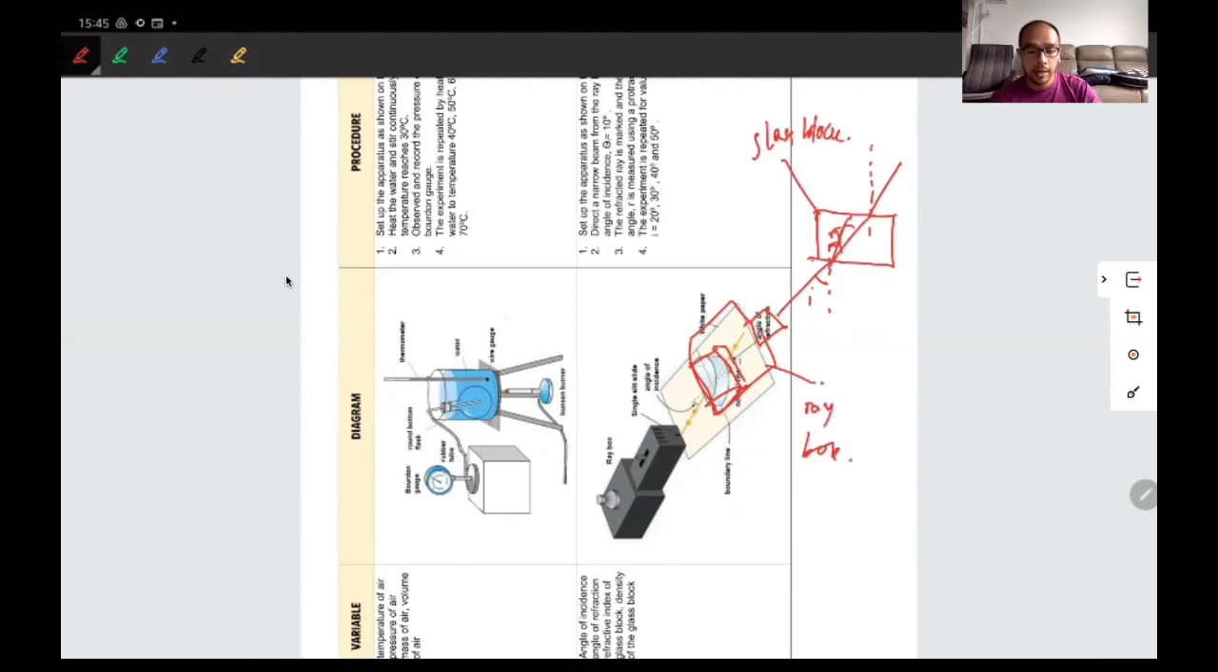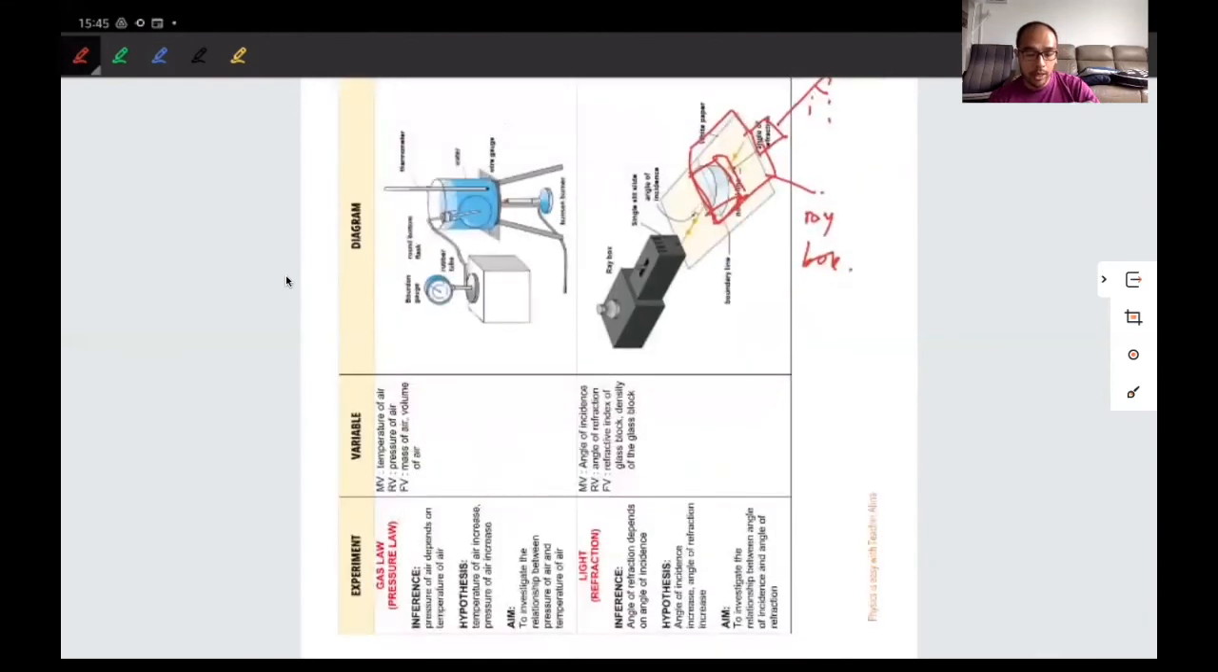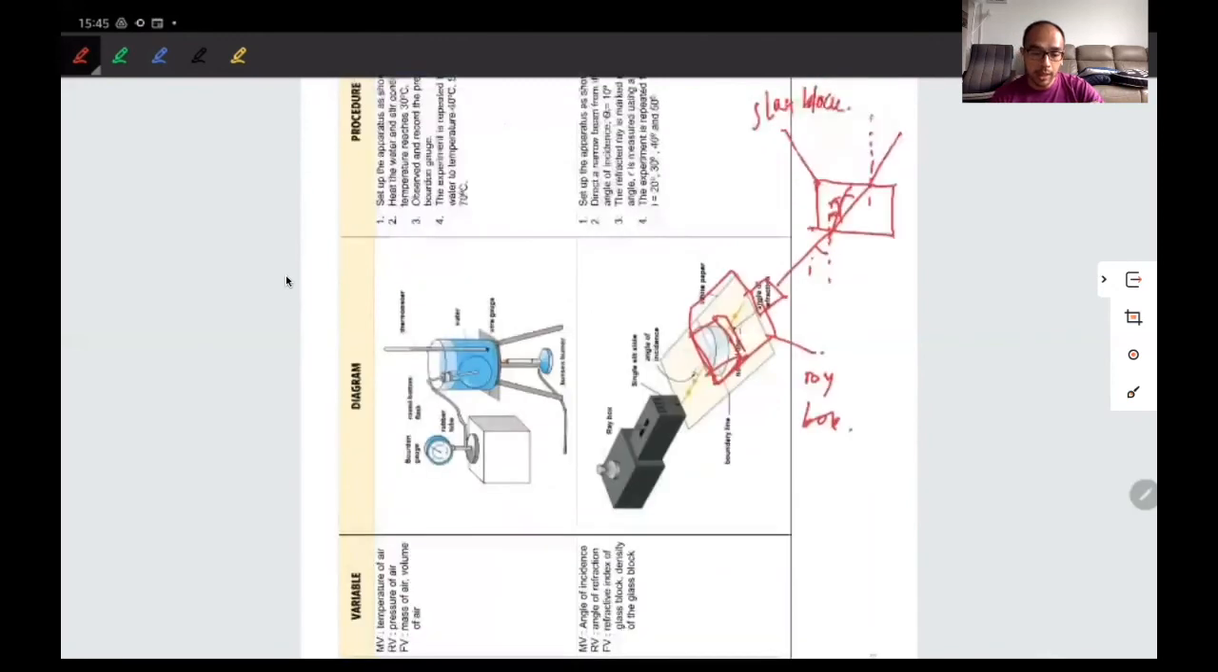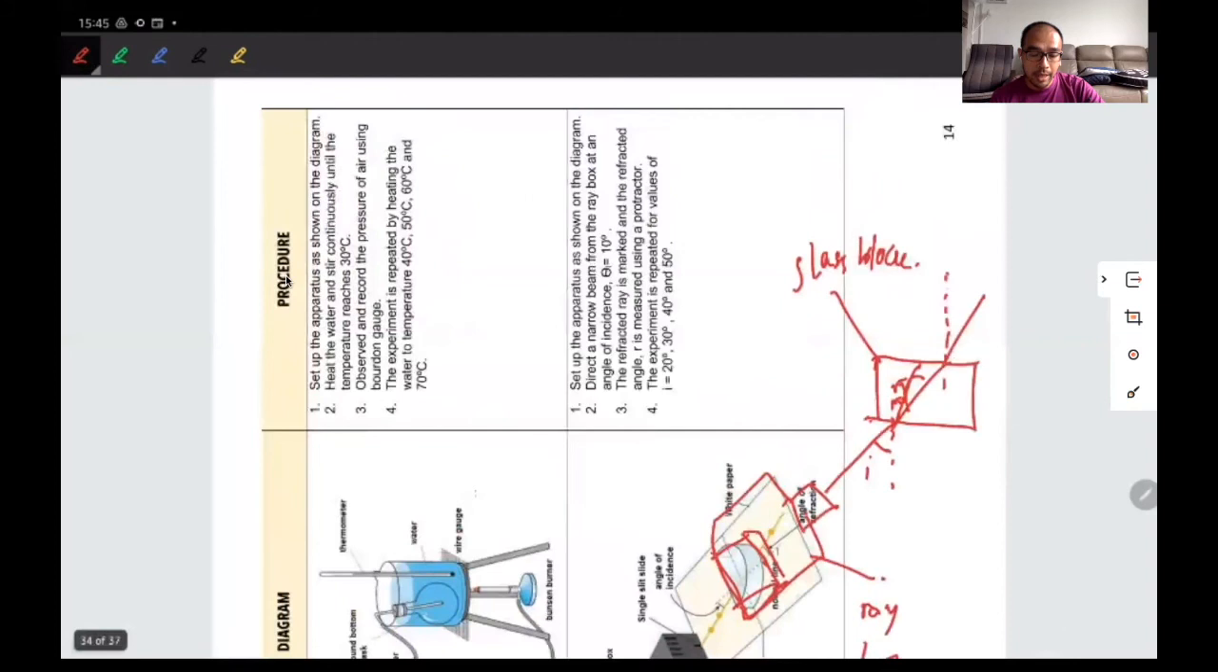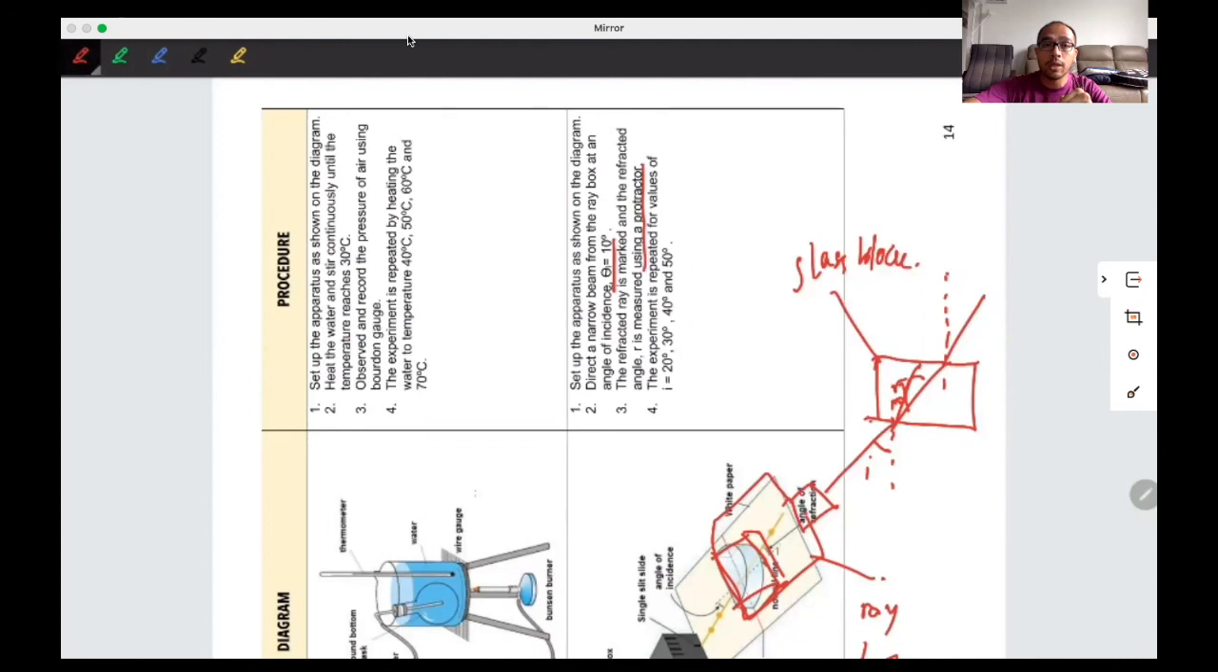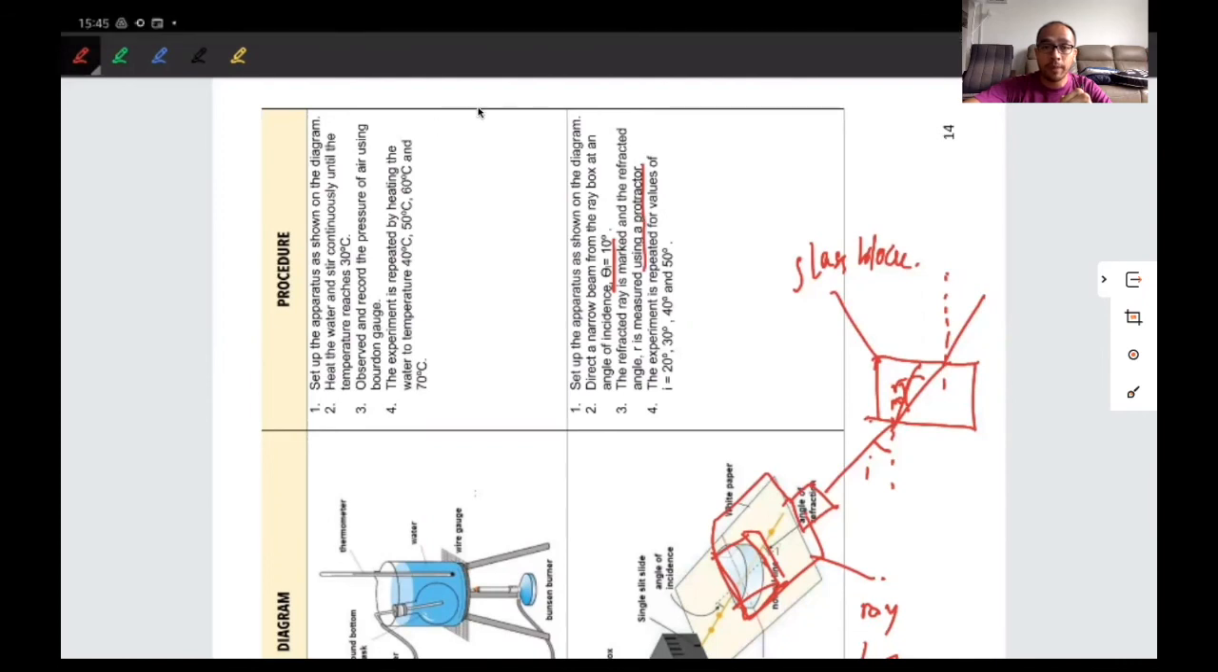Okay. Now, so how would the experiment be? I've already given you this. So the experiment will be set up the apparatus, direct a narrow beam, use the first angle is 10 degrees. Then the refracted ray is marked, and then the refracted angle is measured using a protractor. Don't forget to include the material, the alat yang kamu guna untuk measure, the protractor. And then after that you repeat the experiment using 20, 30, 40, and 50, or any other empat lagi angle lah, yang kamu mau pakai.